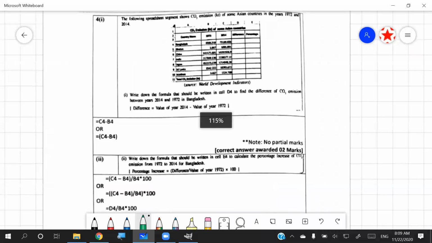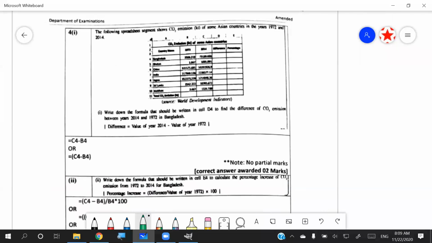Yes, so the question that they are asking is, the following spreadsheet segment shows CO2 emission in KT or something, right? Of some Asian countries in year 1972 and 2014. So 1972 is in the B column and 2014 is in the C column. Write down the formula that should be written in cell D4 to find the difference of CO2 emissions between year 2014 and 1972 in Bangladesh. So Bangladesh is in the row number 4.